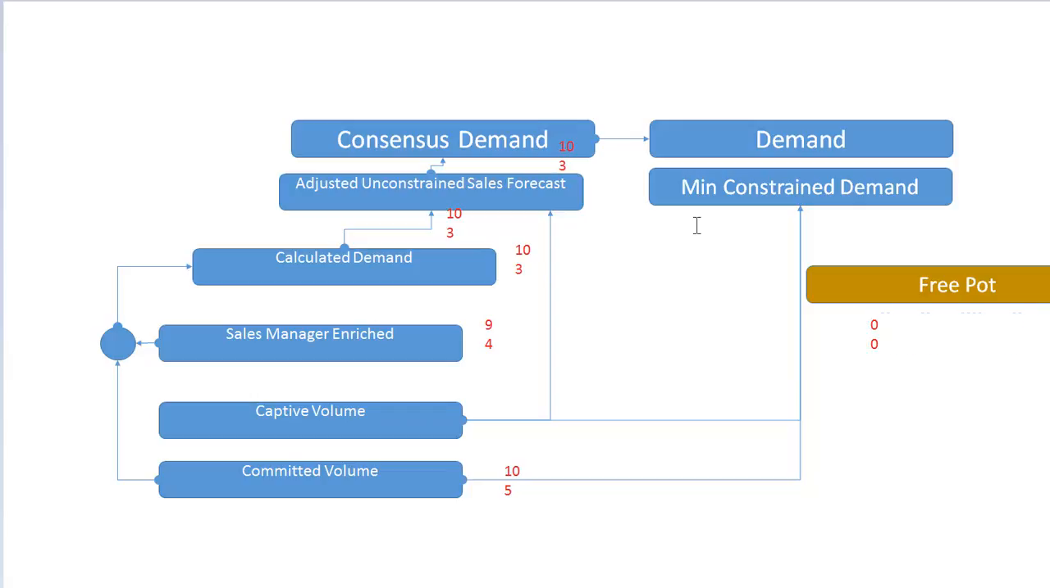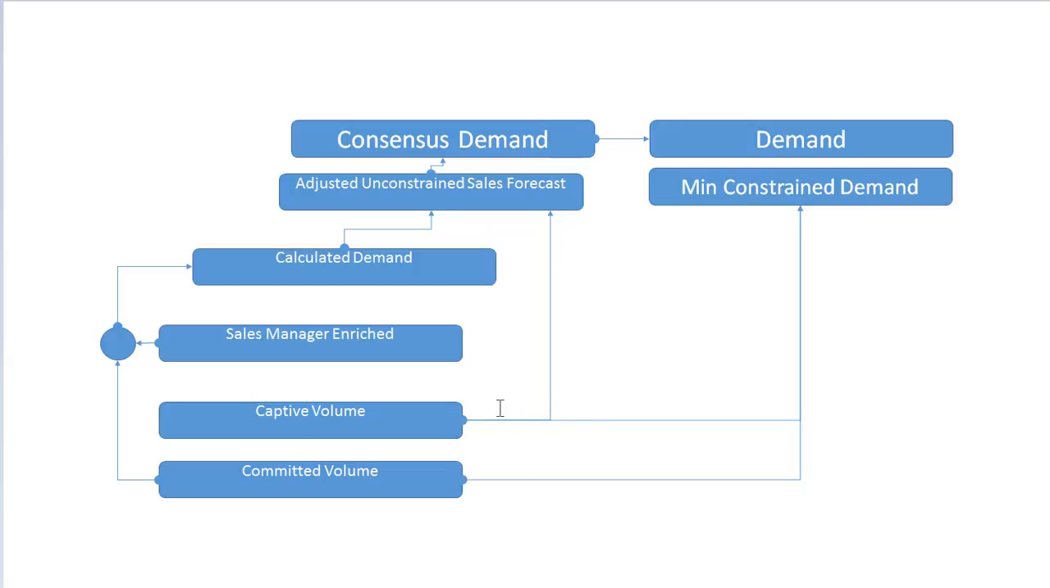However, in the minimum constraint demand key figure, the complete values from the committed volume will be entered in IBP. In that way, we still can make sure that the supply plan will consider the highest priority for the committed volume, and that will be explained in a separate recording.